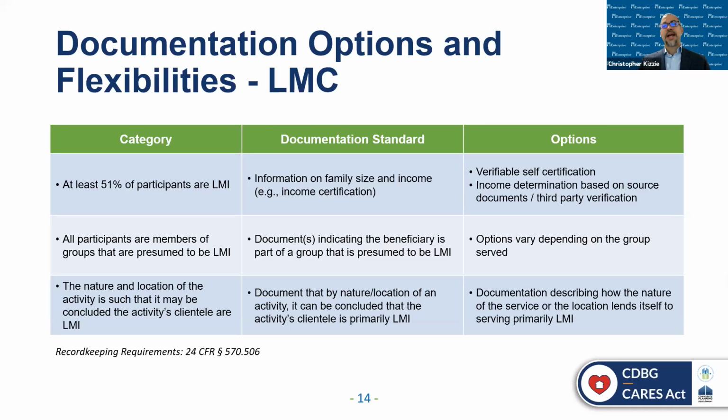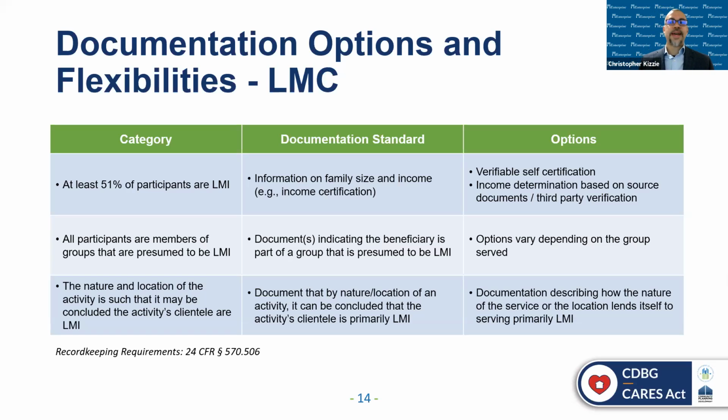The third way to comply with LMC is to document that the nature and location of the activity is such that it may be concluded that the activity's clientele will primarily be low to moderate income persons. For example, grantees can document an organization's mission or its operating procedures, which limit services exclusively to LMI population.